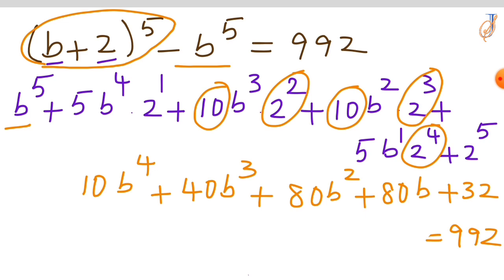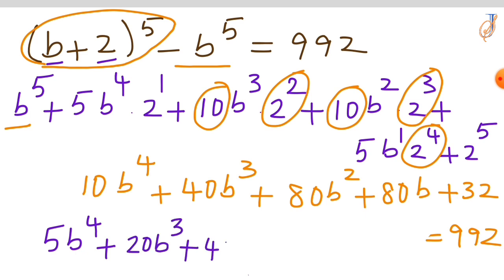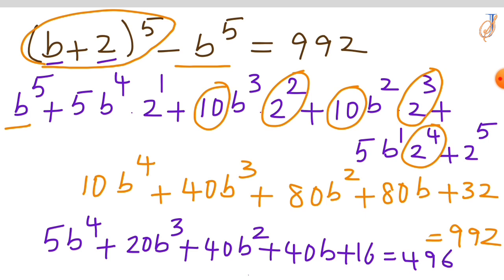Now dividing both sides by 2, you will get 5b to the power 4 plus 20b to the power 3 plus 40b to the power 2 plus 40b plus 16, that is equal to 496. If you take this 496 to the left hand side, then it will become 16 minus 496, which gives minus 480. Now by using the long division method, I am going to find the values of b.